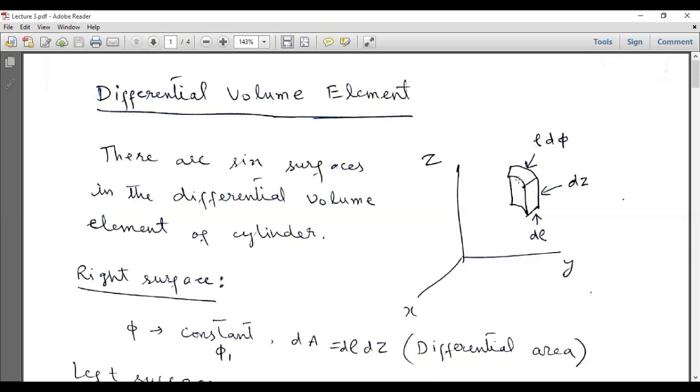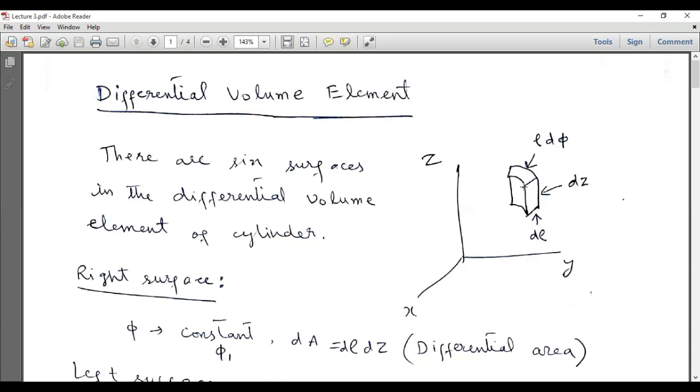Because these two surfaces, the inner surface and the outer surface, are actually curved in nature. So one length will be straightforward dz, the length which is going in the vertical direction, that is dz, and the length of this curved edge will be equal to rho d phi. So this is a curved edge, and it is also called an arc. So we know that the length of the arc s is equal to r theta.